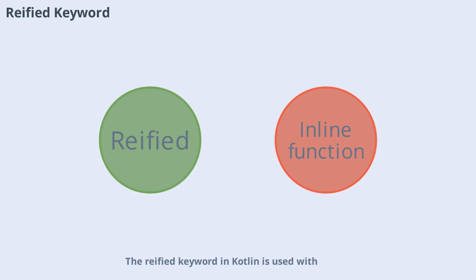The reified keyword in Kotlin is used with inline functions to retain type information at runtime. Normally, generic type information is erased, but reified allows you to inspect or operate on the type parameter within an inline function. This is useful for type checking, casting, and creating generic utility functions. By marking a generic function as inline and reified, you enable powerful runtime operations that are not possible with regular functions. This feature is especially valuable when working with generic APIs or libraries.